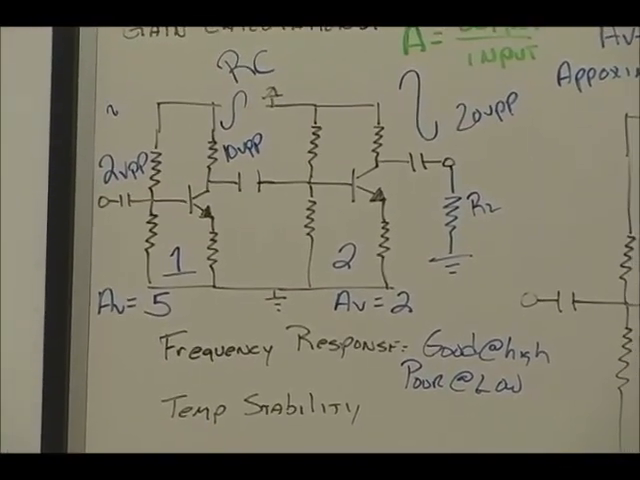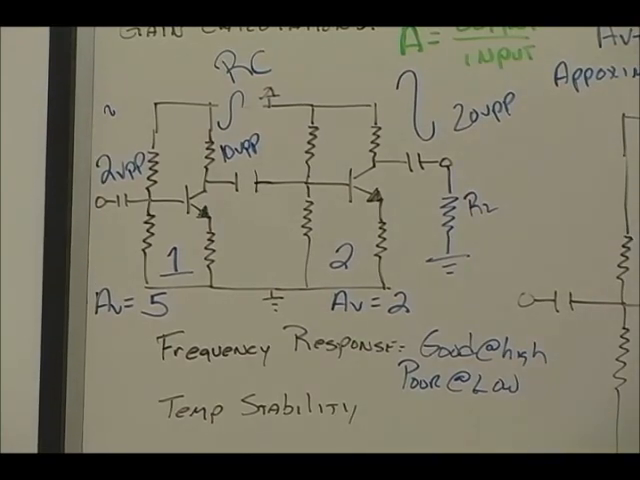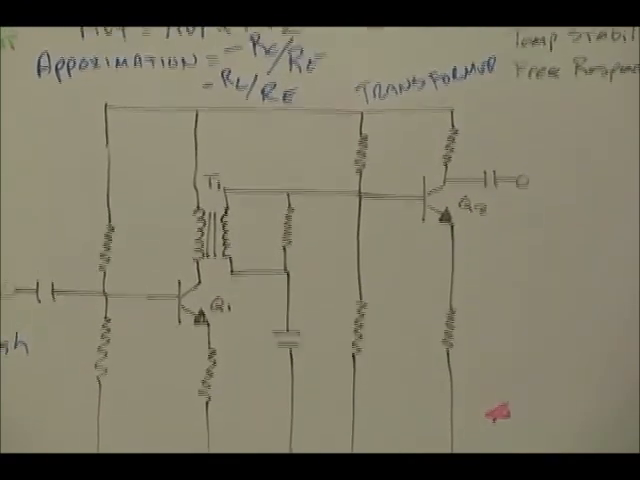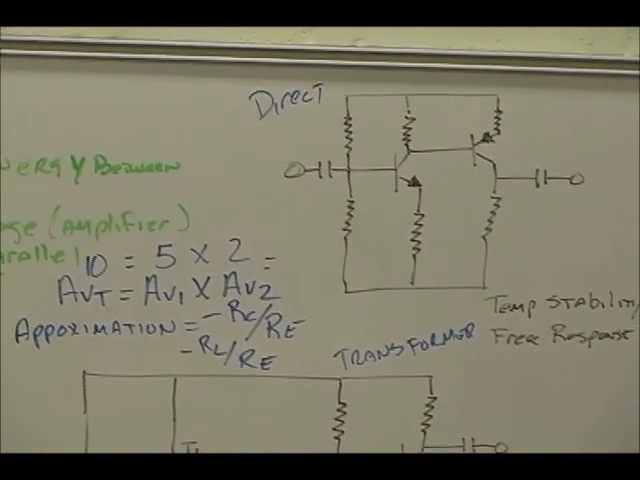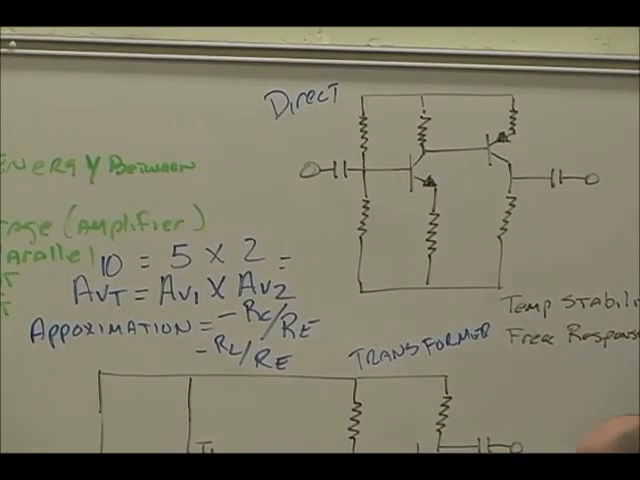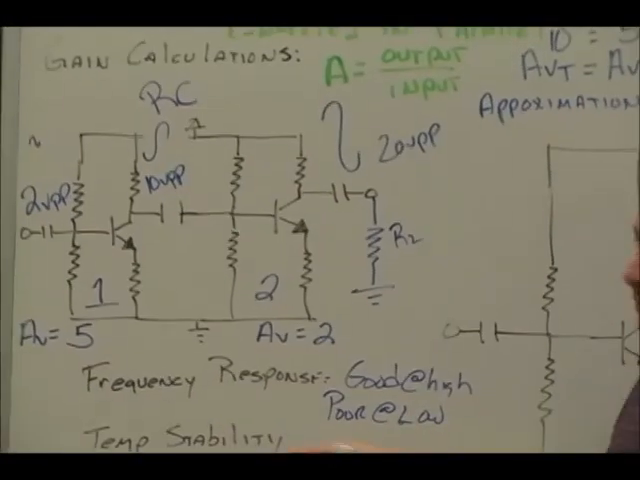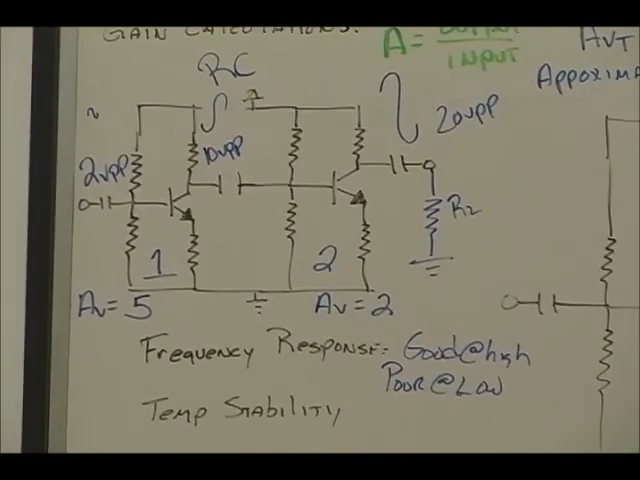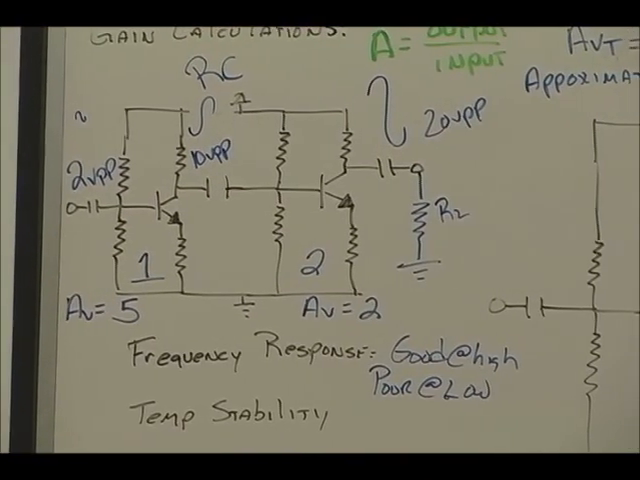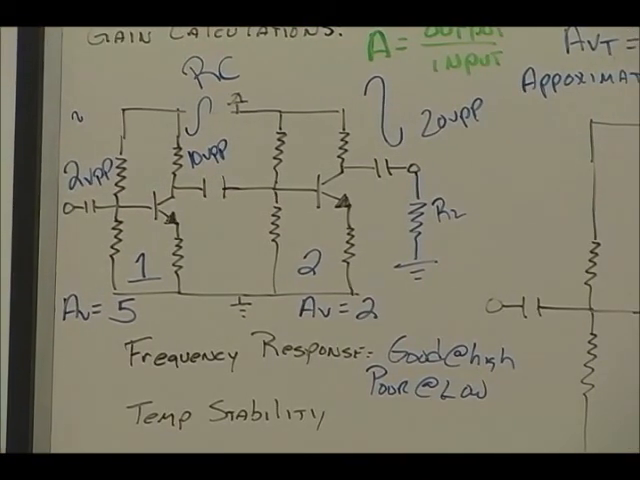Yes. This one, direct coupling, it's going to do what to different frequencies? They don't care. There's no reactive components to deal with. So back to this. Good, high, poor, low. Temperature stability. We already know what that is. How can we tell what the temperature stability is of this circuit just by looking at it?